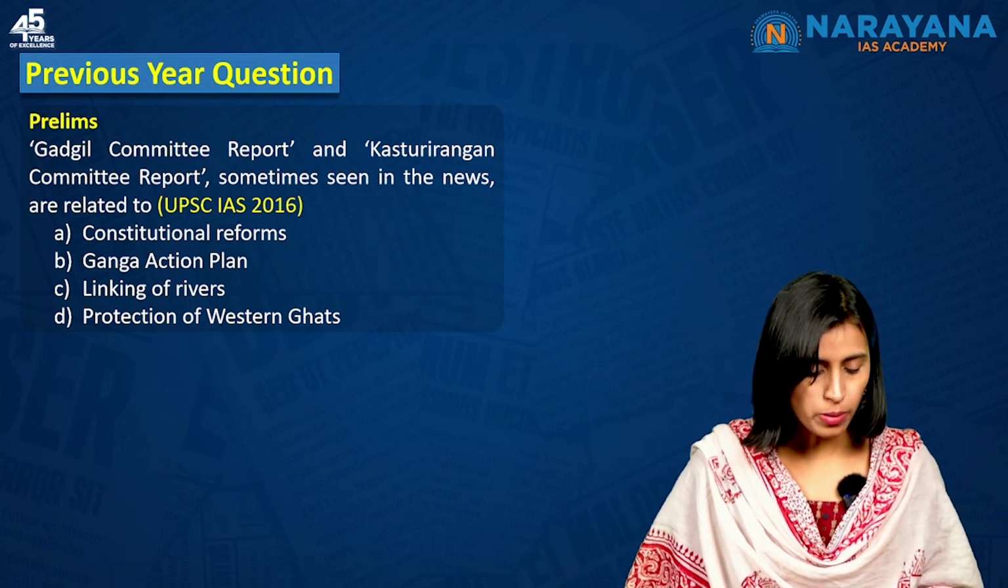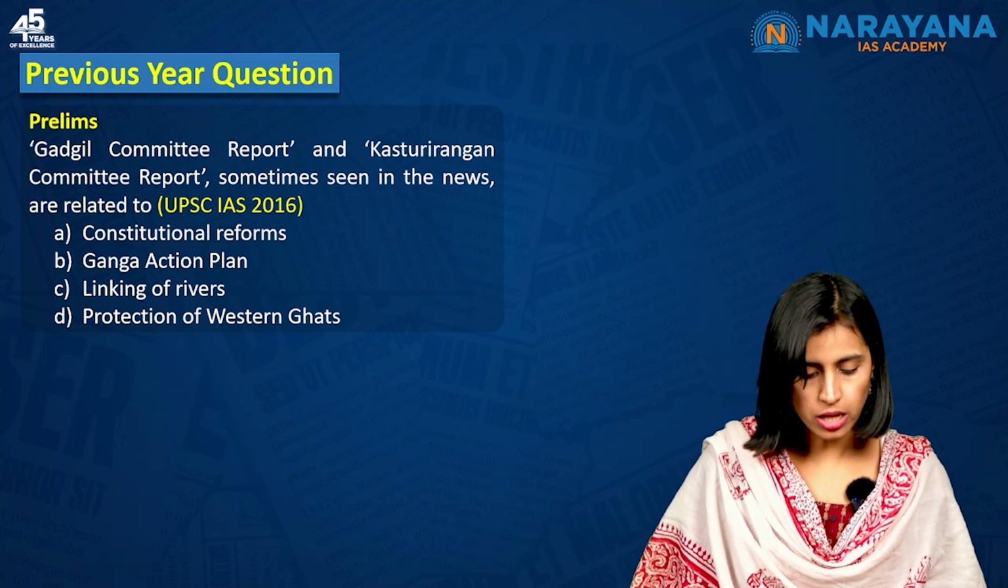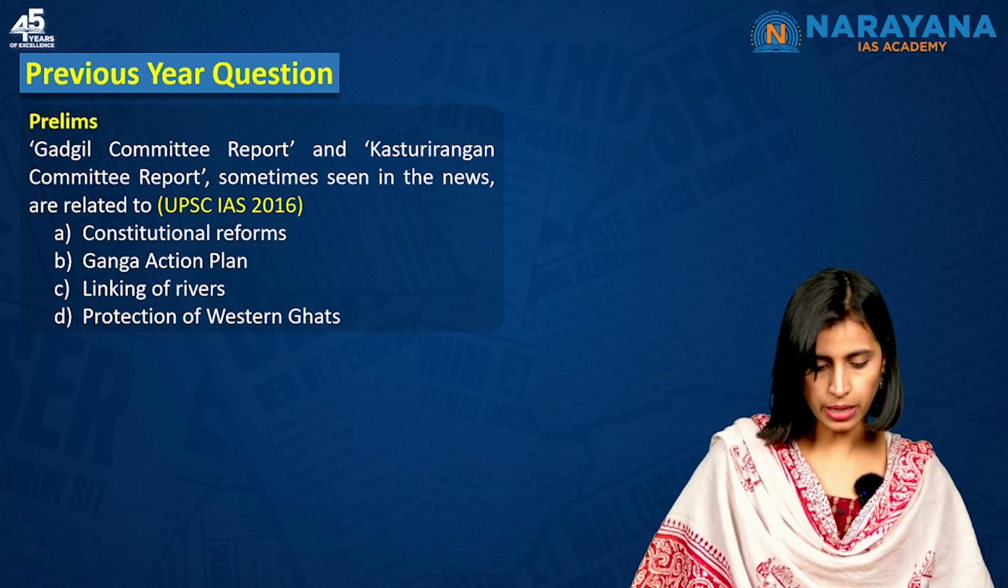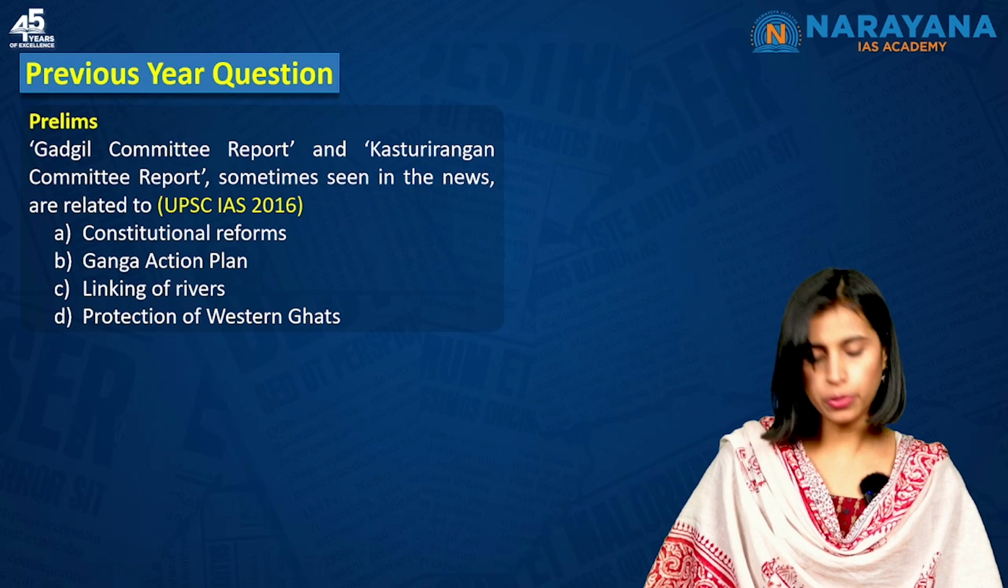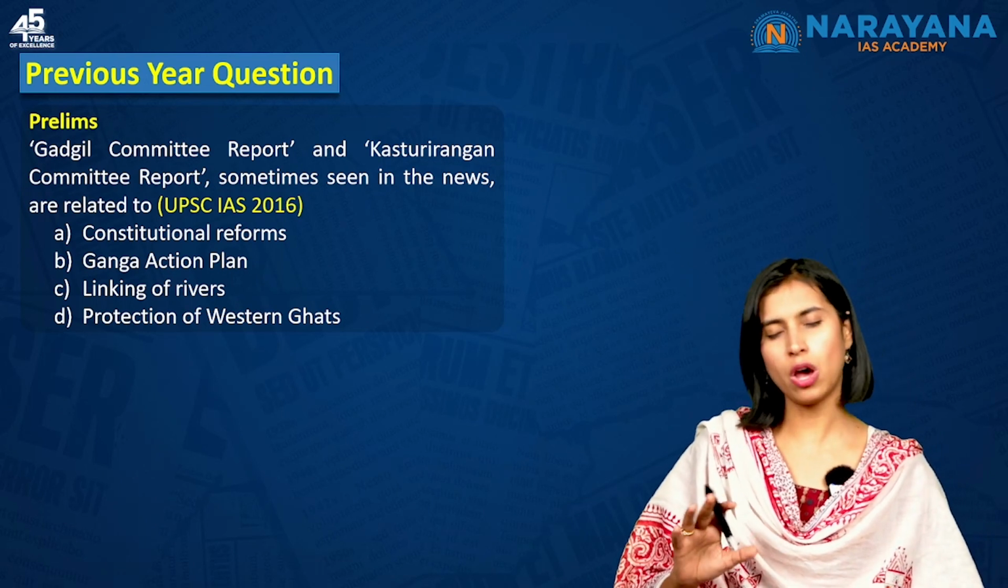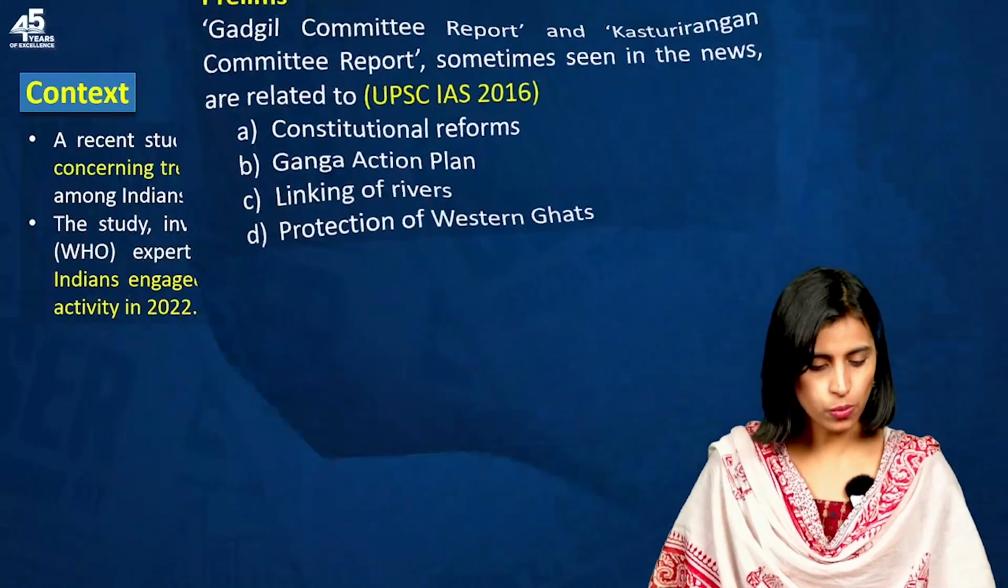In 2016, UPSC asked a question: the Gadgil Committee report and the Kasturirangan Committee report, sometimes seen in the news, are related to constitutional reform, Ganga Action Plan, linking of rivers, or the protection of the Western Ghats. So somehow you would know the answer. Just try to answer this one.